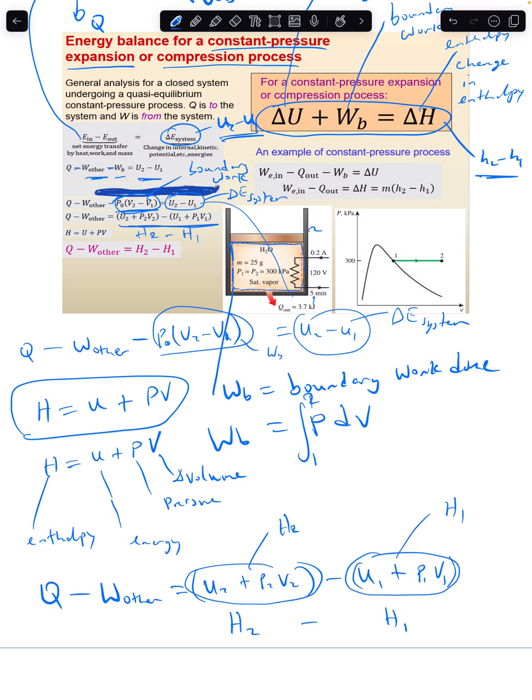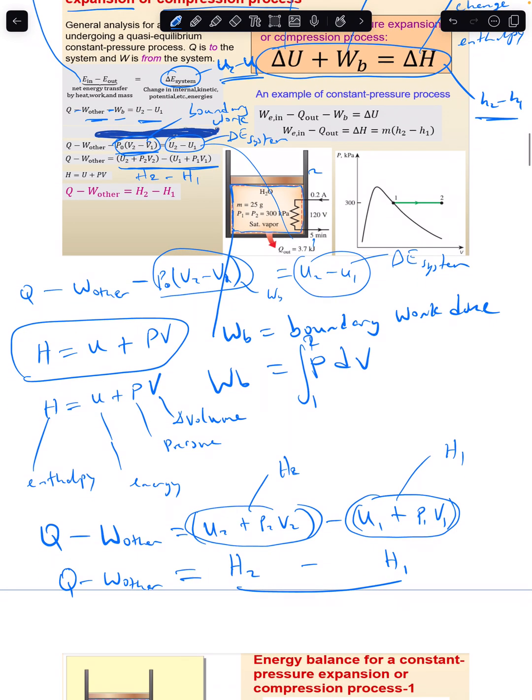And therefore, we may say that heat into the system minus work by other form of energy is equal to what? Is equal to the change of enthalpy, which we will call change of enthalpy. So that is the formula you see here, and that is how the formula is derived.